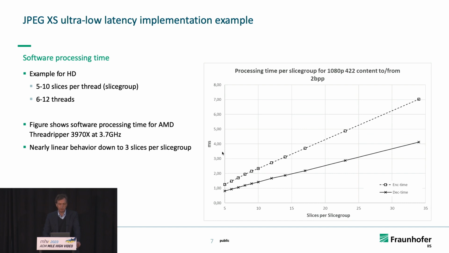What is the beauty, of course, of JPEG XS is that the processing time scales linearly with the number of slices, so it depends only on the amount of data you want to process. Here you can see the slices per slice group and the processing time per slice group, and it's then more or less your choice how many slices you want to process in one slice group, or how many threads you want to generate, and what latency you want to achieve.